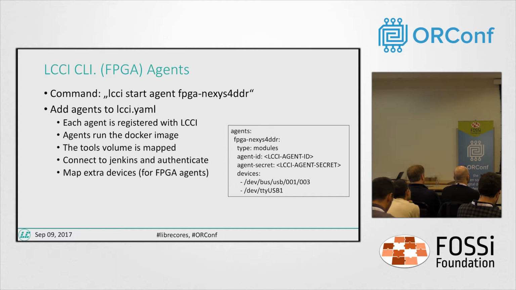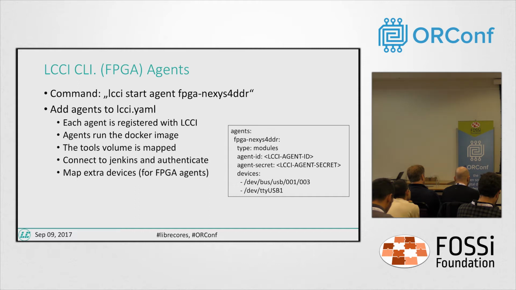So for each agent, you say which kind of agent it is. Currently, we try to get everything to this modules-based tools environment. Then you get your agent ID and agent secret. And what you can also do is map devices to the agent.